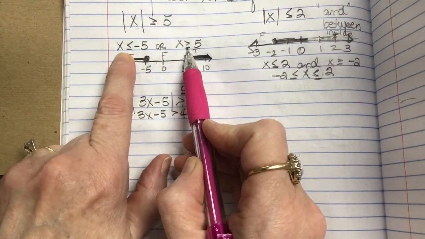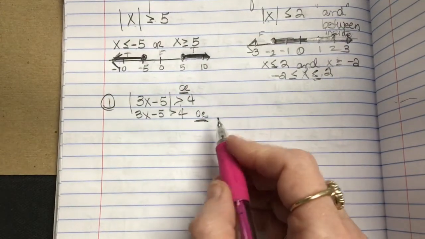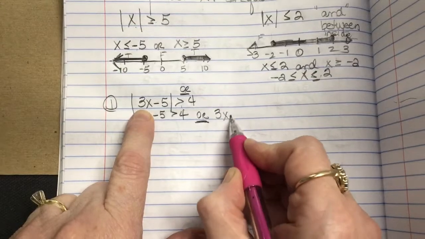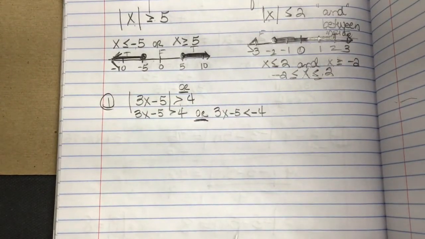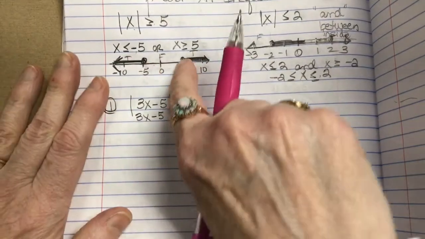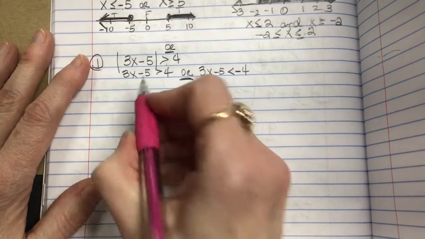You noticed your inequality reverses, and you noticed your number is opposite. So this is going to get that negative side of it. The 3x minus 5 will be less than the negative 4. It's got to be on the other side. See, that gets you outside this way. That gets you outside this way. Now you just solve them like regular inequalities.